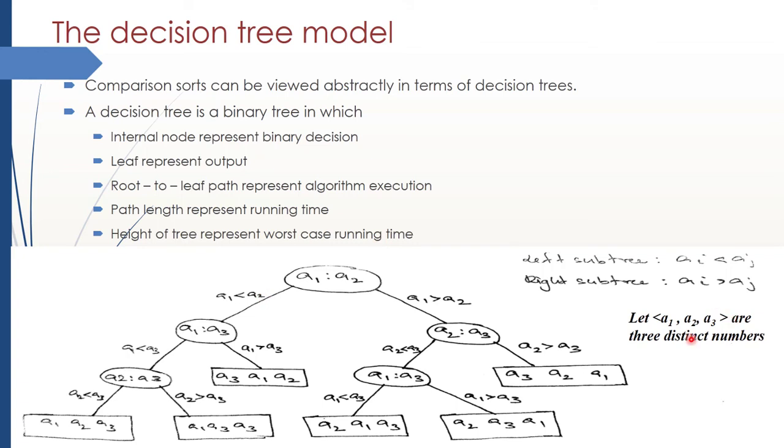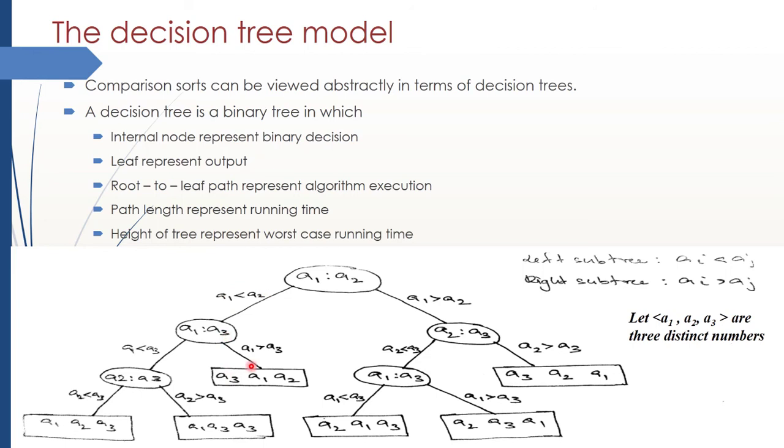Say I have three distinct numbers A1, A2 and A3, and I am going to sort them. First I will compare A1 and A2. Imagine A1 is less than A2. Then I have to compare A1 and A3. If A1 is greater than A3, what's the meaning? A3 is the smallest. So I can come to the conclusion that A3 is the smallest.